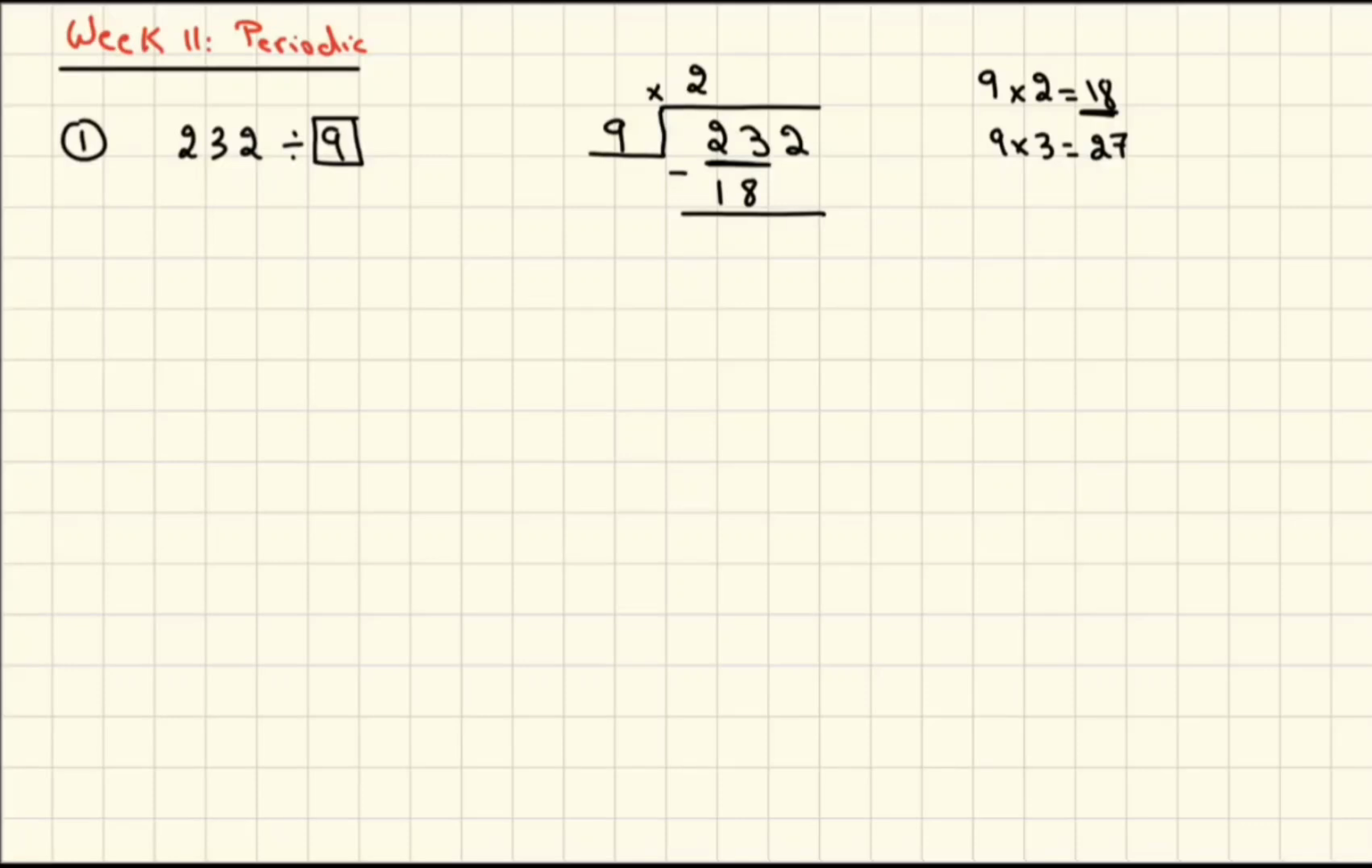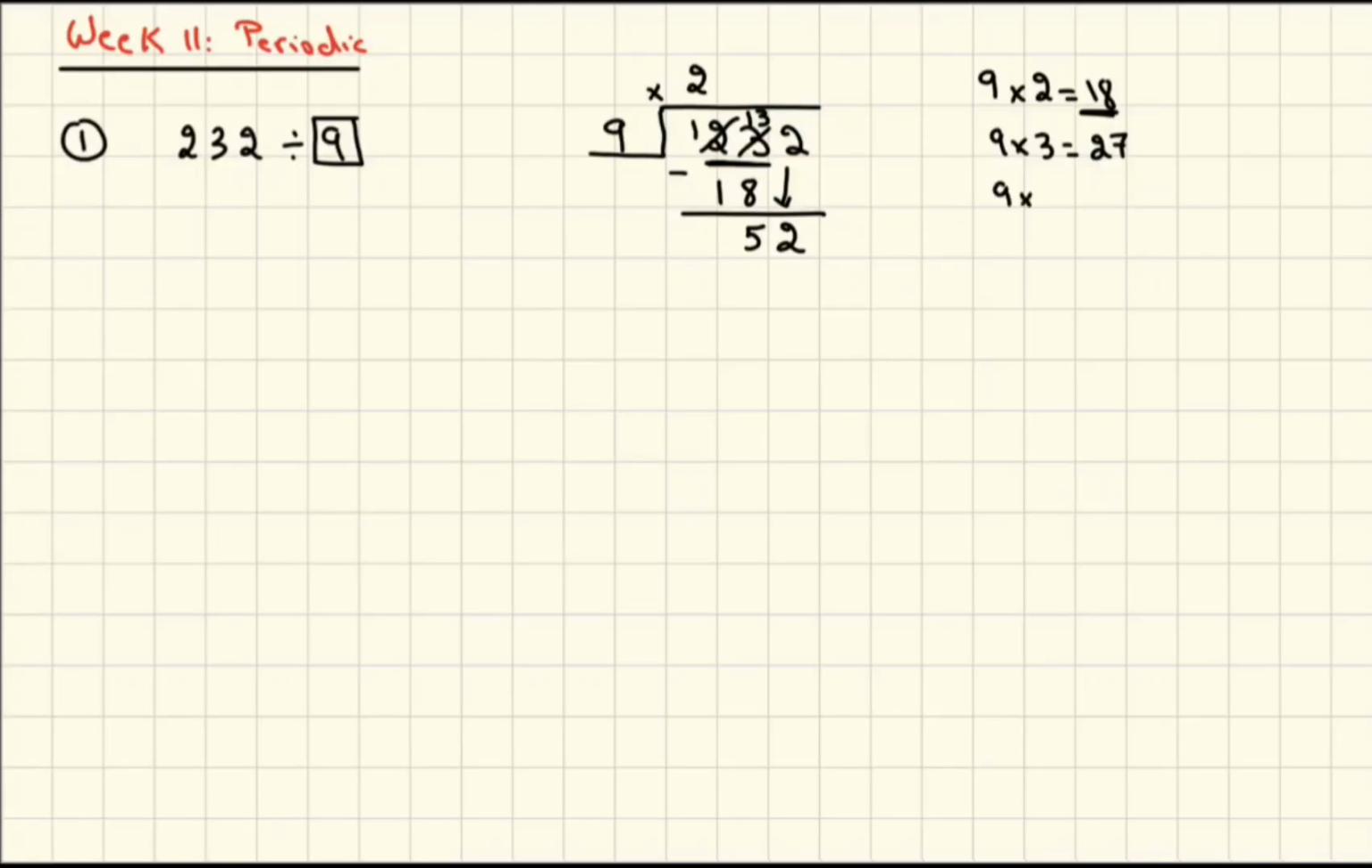3 minus 8 we cannot. The 2 becomes 1, and the 3 becomes 13. Now, 13 minus 8 will be 5, and we must bring the 2 down. Now I check 9 multiplied by how much will give me 52, or approximately 52, or a number near 52.